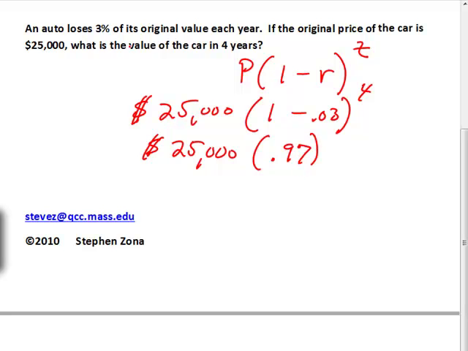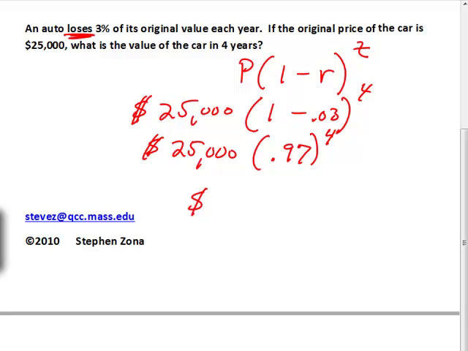Remember, because you're losing or a decrease, what value you have in this parenthesis has to be less than 1. That's the only way the number will end up smaller than your original price. And then we've got the 4. So punch that all into your calculator. Let that do the work for you. So you've got 0.97 to the 4th. Then you're going to multiply that times $25,000.